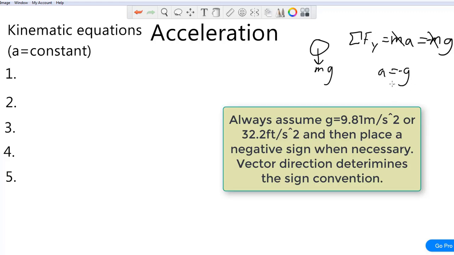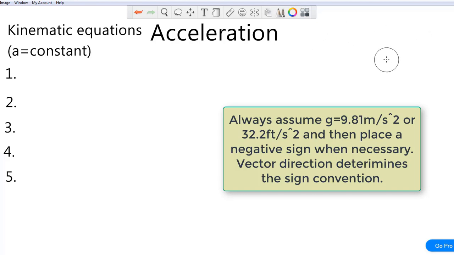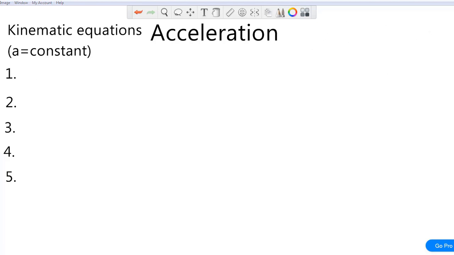Technically, as you get farther out and do orbital mechanics, it's not going to be constant. But that's something we'll save for a different day. So anyways, what happens when you have a constant acceleration?